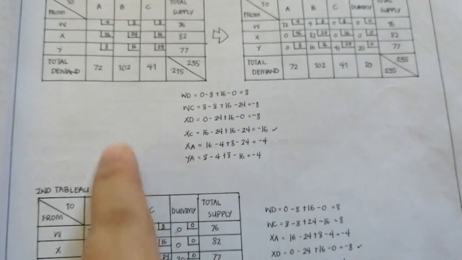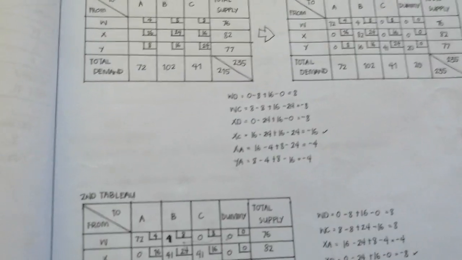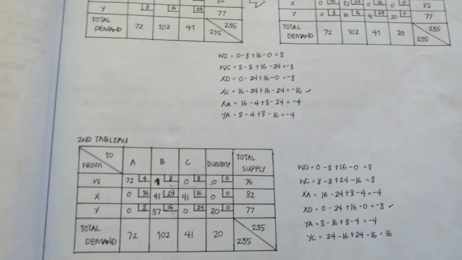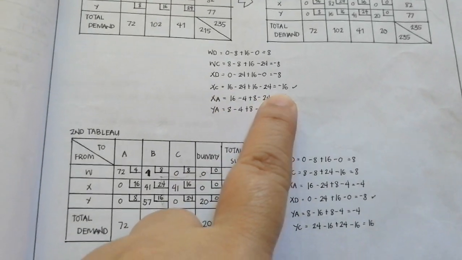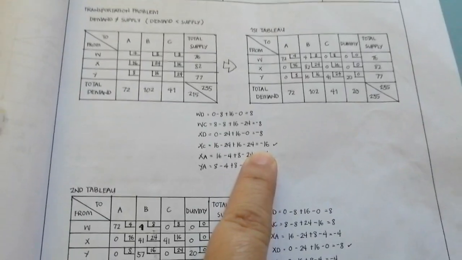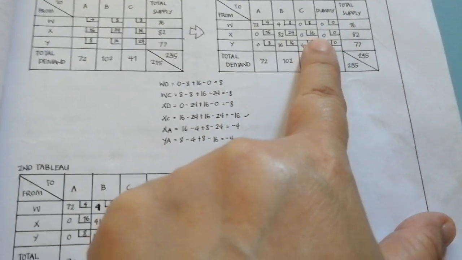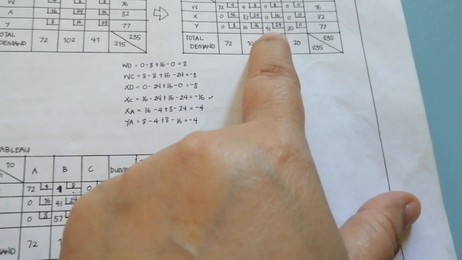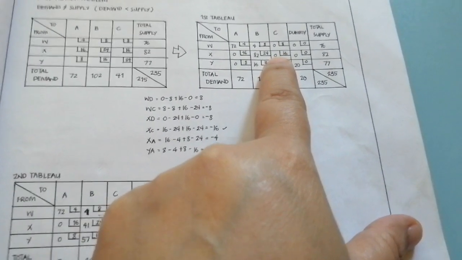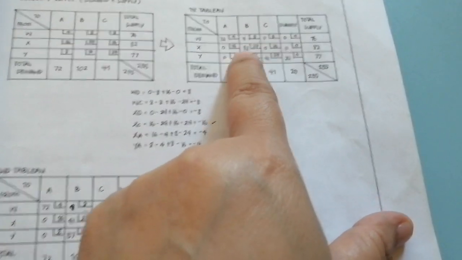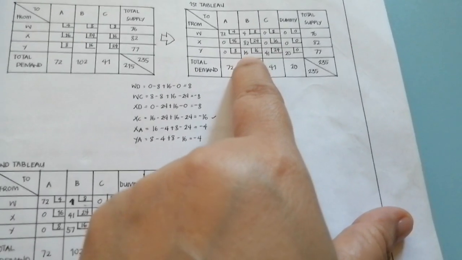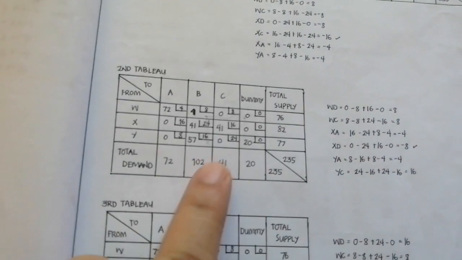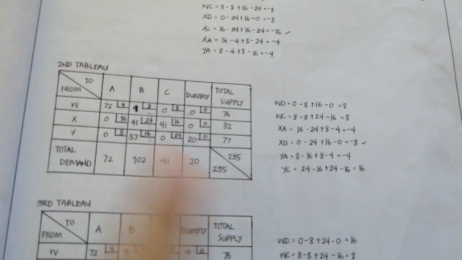So you compute for the points of improvement. If you try to look, XC has the highest, which is negative 16. That's why you focus only on your XC, which is this. So you put 41 here in your XC, and then this becomes 0. This will become lesser, minus 41, and add 41 here. That's why in the second tableau, it is 0, 41, 41, and 57. And the rest, you just copy it.